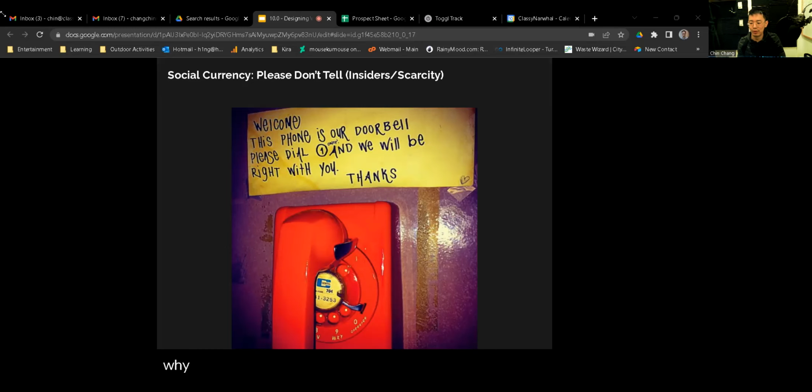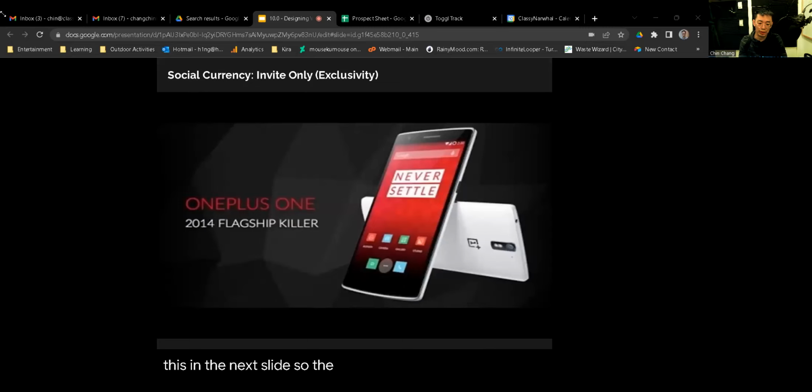It's the same reason why you have things like member exclusive flash sales, or very unique information. For example, I think I have this in the next slide, the OnePlus. Back in the days, if you remember, even with Google, to get a Gmail account or to get a OnePlus phone, you had to first get an invitation, and you could only get an invitation from someone else who already got the phone, right? So that's leveraging that network effect of exclusivity.